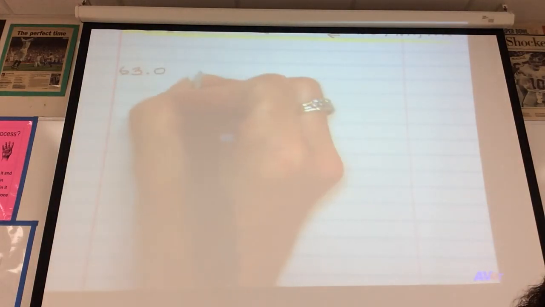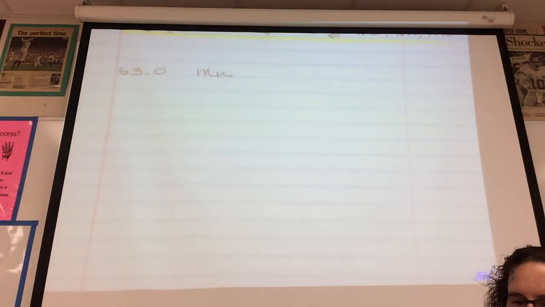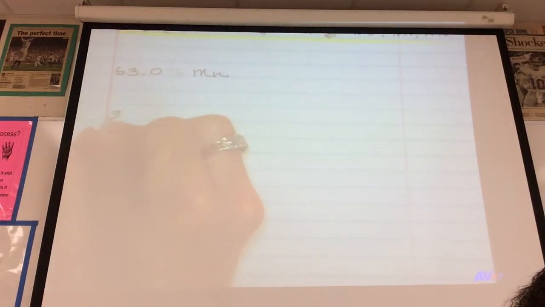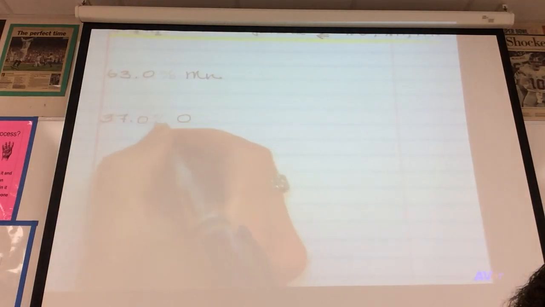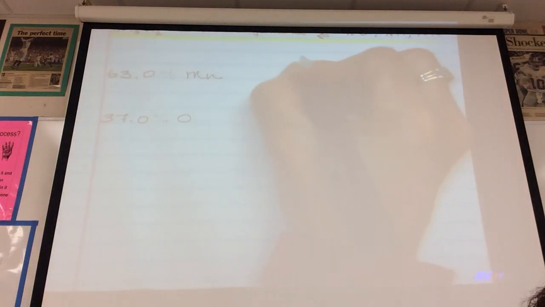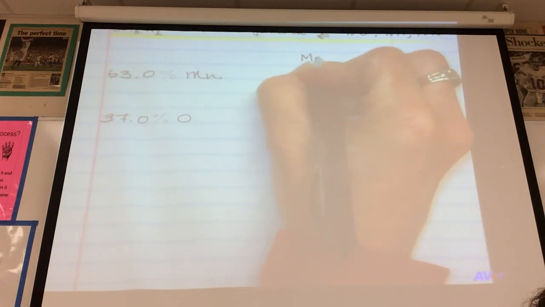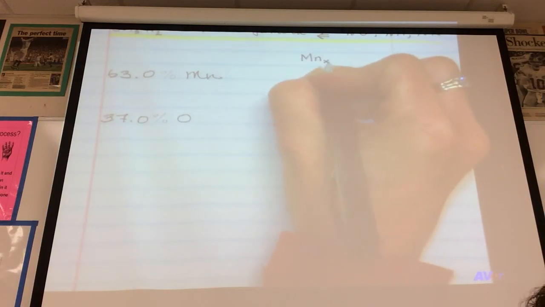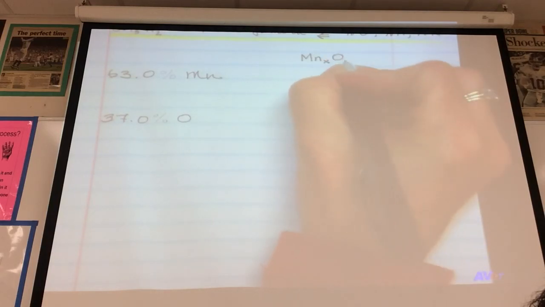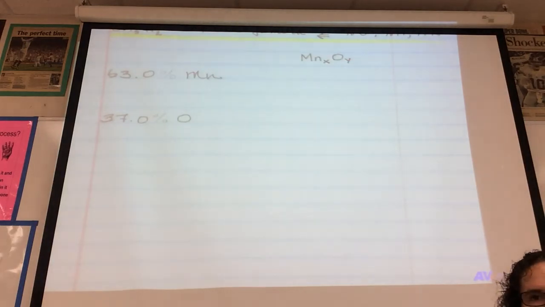I have 63% manganese. I'm writing the percent in pencil. You'll see why in just a minute. And I have 37% oxygen. I'm trying to figure out the empirical formula. That is Mn, some subscript, which I'll call X, oxygen, some subscript, which I'll call Y.